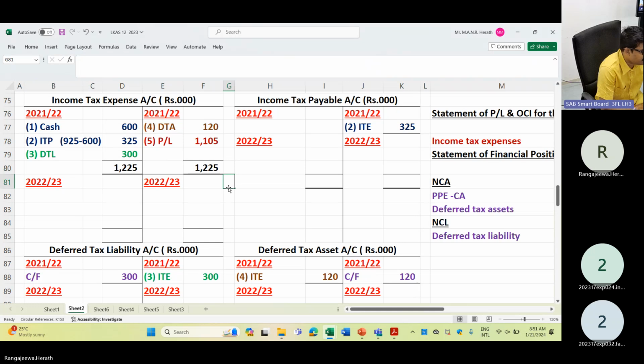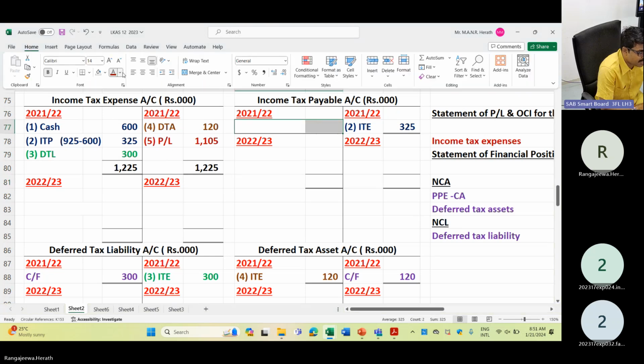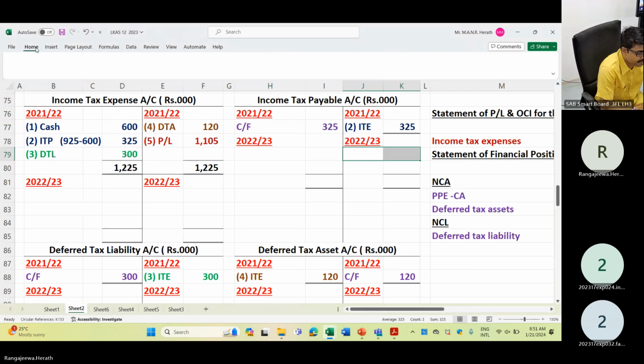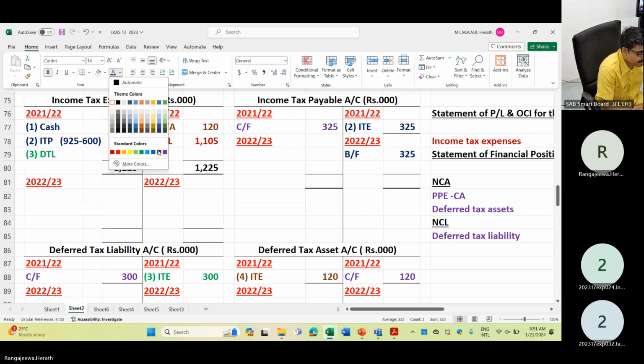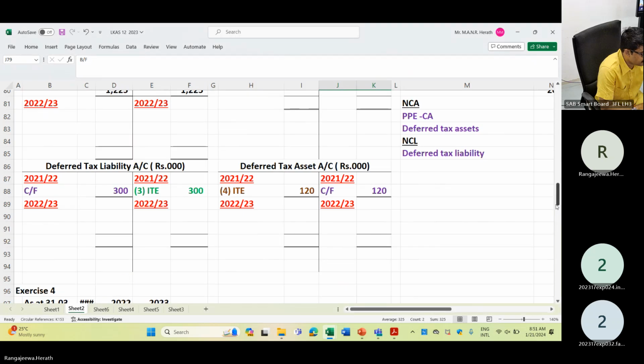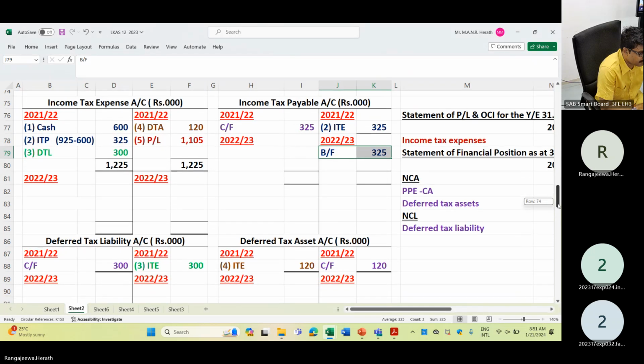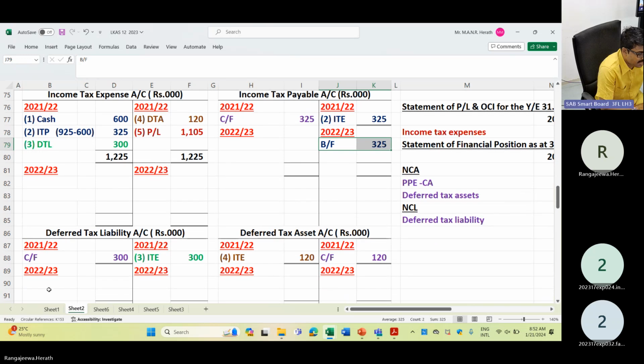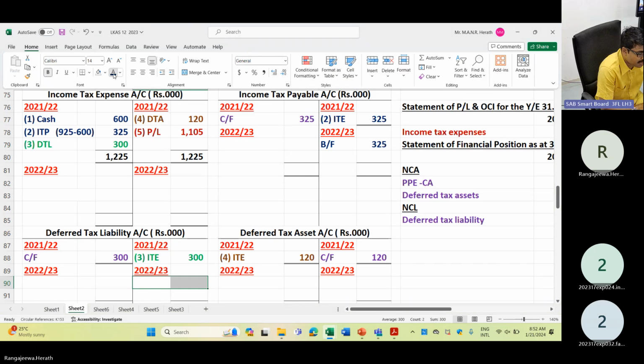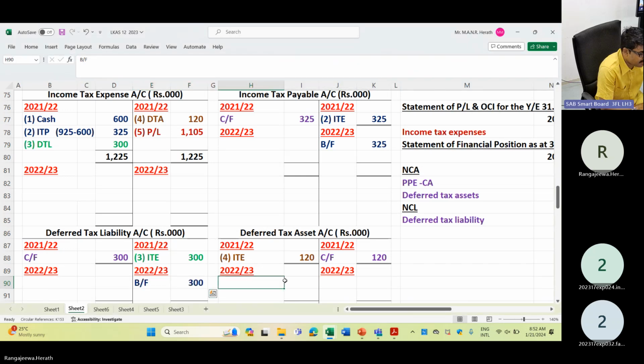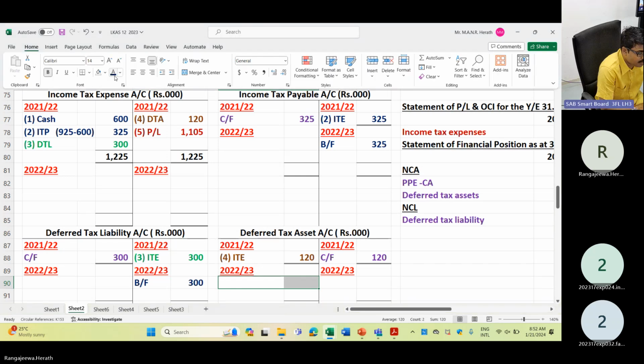It is 1,105. And this tax payable account, you can carry forward this balance to next year. And the deferred tax liability account, you can have this 300 balance brought forward from the previous year. Deferred tax asset 120, you can have the brought forward balance.